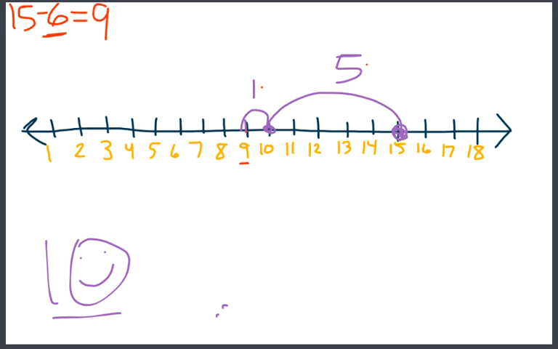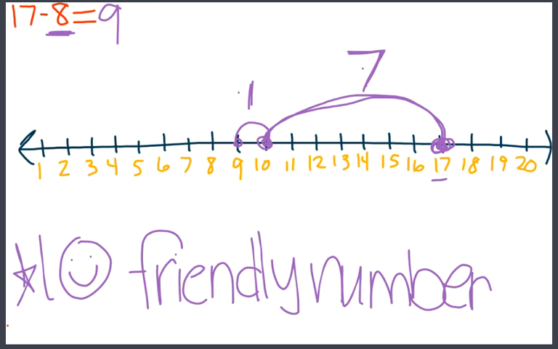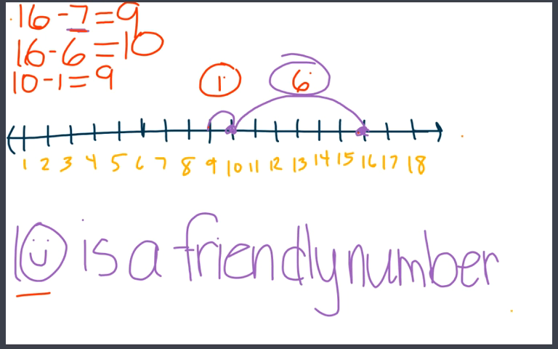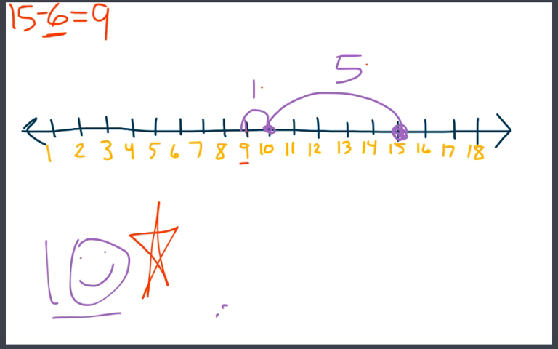You will have 3 problems in your math journal where you will be using the going back through 10 subtraction strategy to solve facts. And I want you to show your work on the number line just like I did in these problems. You will be using the friendly 10 with the going back through 10 strategy.